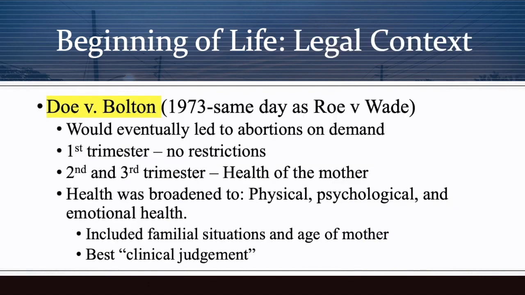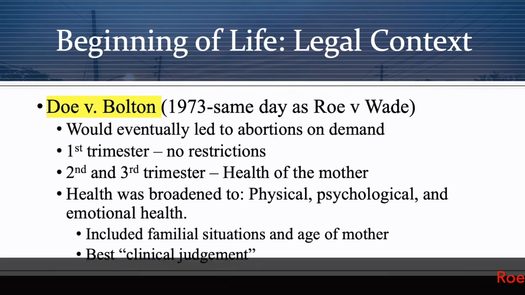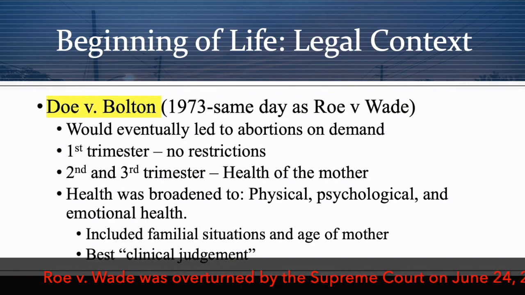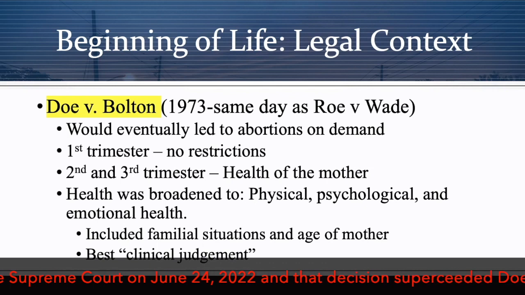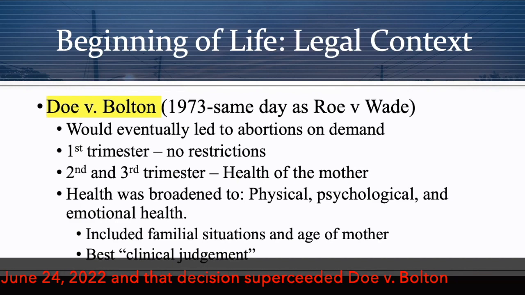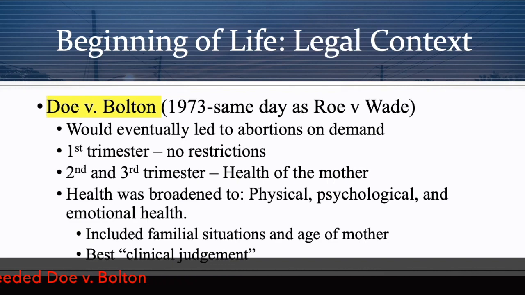And in this court case here on the screen, Doe versus Bolton, 1973 again, it was actually the same day as Roe v. Wade was passed. Doe versus Bolton would eventually lead to abortions on demand. Right off the bat, it was not that way, but it would lead to abortions on demand because of the details in this case and how it was passed. Basically, the first trimester, just like Roe v. Wade, there were no restrictions. The woman could have an abortion whenever she wanted in the first trimester. But then the second and third trimester, it was mainly because of the health of the mother.